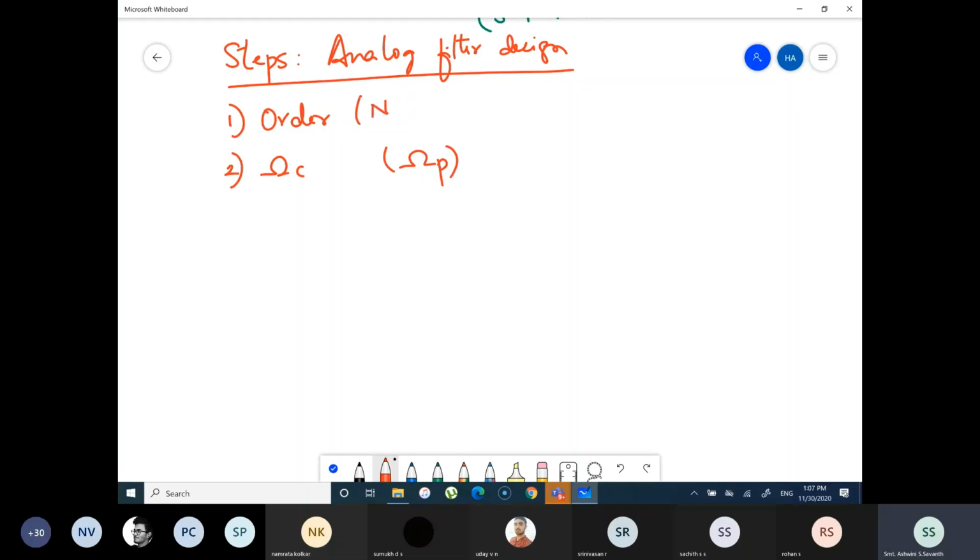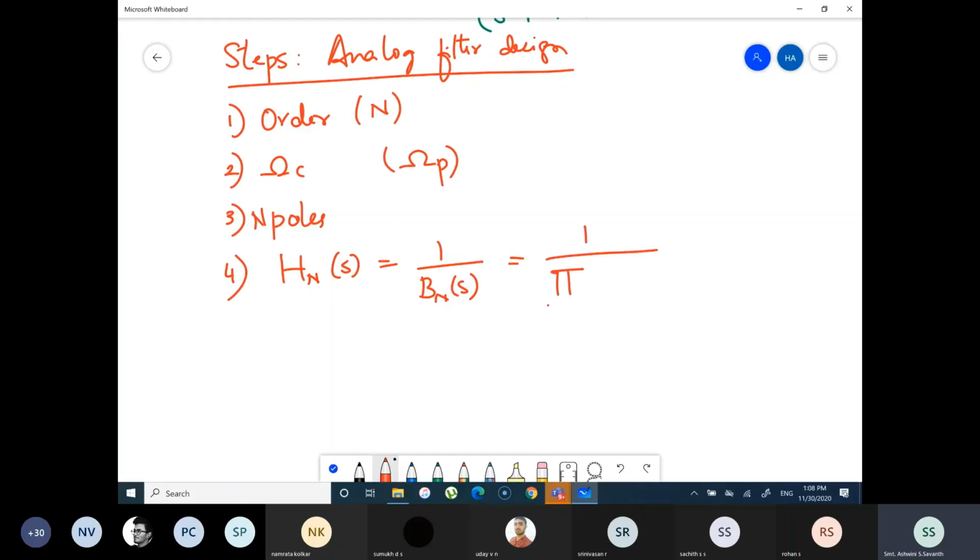Then once you know the order of the filter, you can calculate the poles of the transfer function. How many poles are you going to get? N poles of the transfer function. Then write down the normalized transfer function Hn of s as 1 by Bn of s. Bn of s is the Butterworth polynomial. How do you obtain that? It is the product of all the left half poles that you have calculated, s minus sk. Multiplying all the poles, you get the Butterworth polynomial.